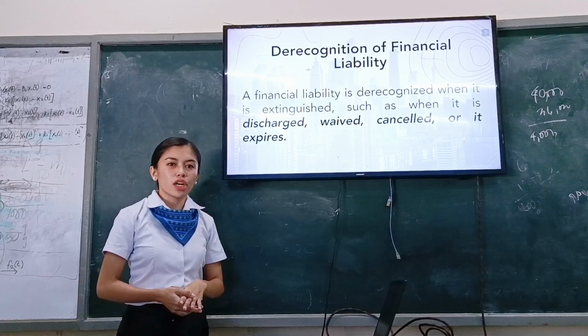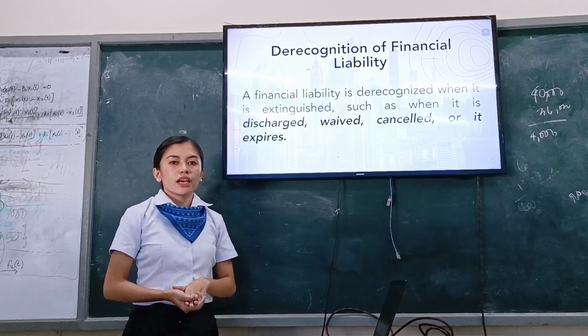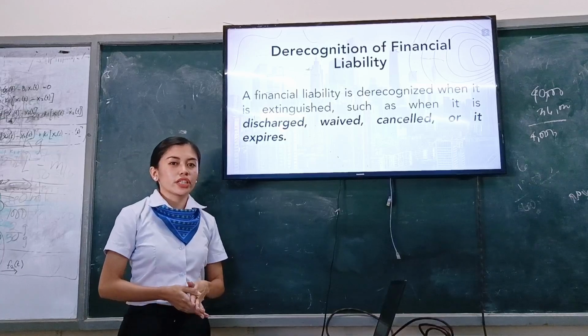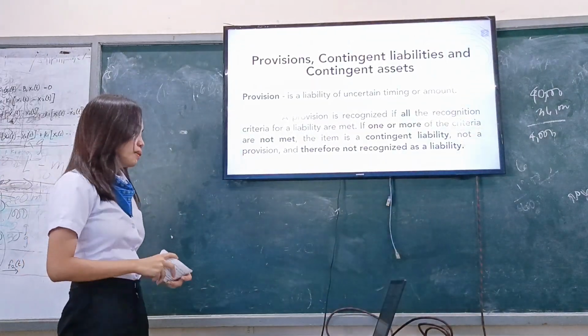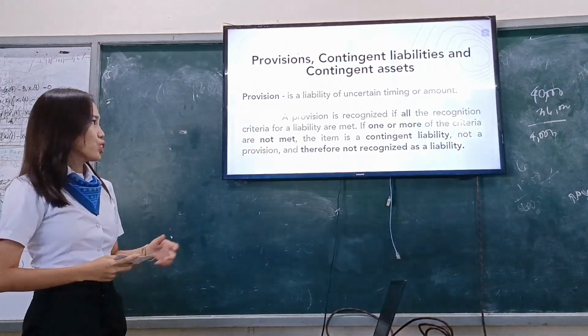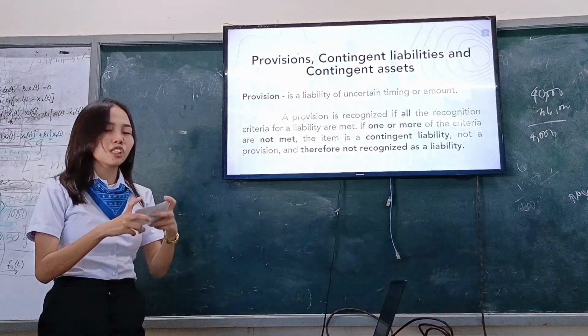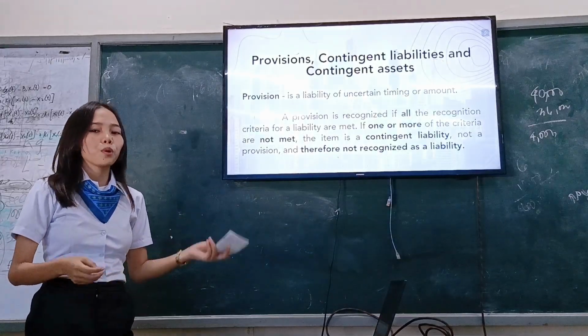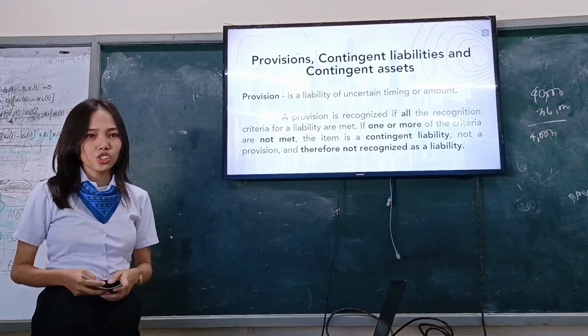So for example, if the liability became unenforceable under the law. So provisions, contingent liabilities and contingent assets. Provision is a liability of uncertain timing or amount. So this means that it represents a fund that an entity puts aside to cover anticipated future obligations.